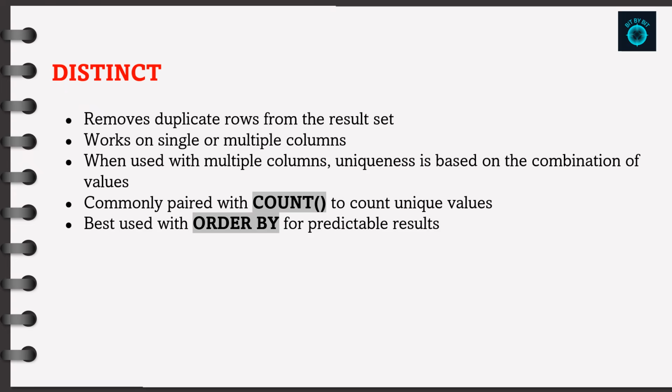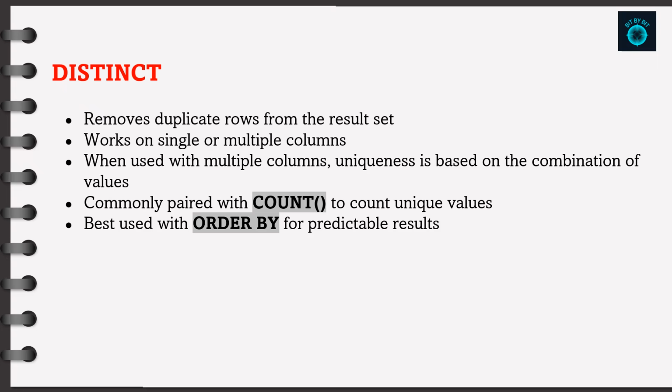If you use distinct with more than one column, SQL will treat each combination of column values as a unique record. That means two rows with the same department but different salaries will be considered different. Distinct is often combined with count to find how many unique values exist in a column. For example, counting distinct departments in a company.